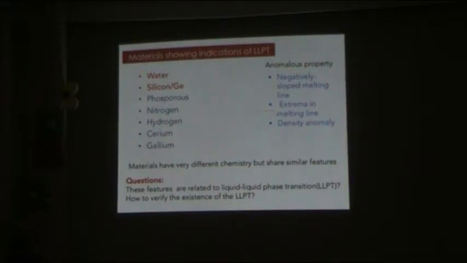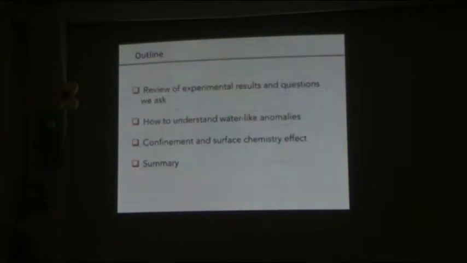In my case, I will use an example, especially the study of water, because it is the material for which we have the most data. So I will use water as an example to look at how these anomalies relate to this liquid-liquid transition and how we can determine its critical point.